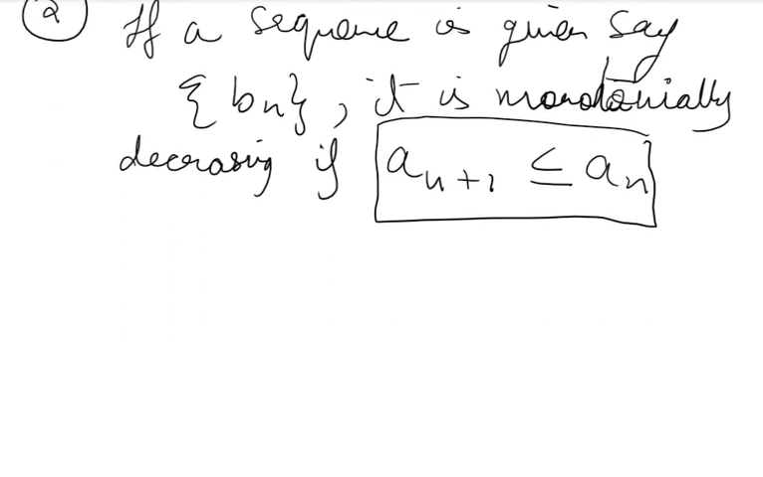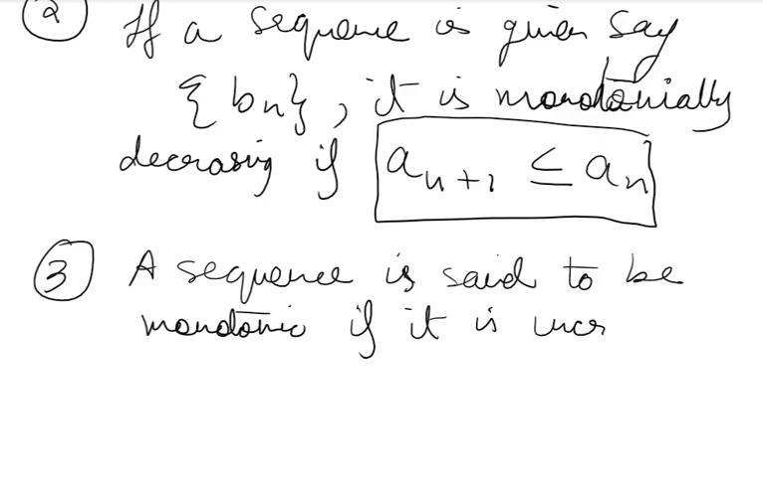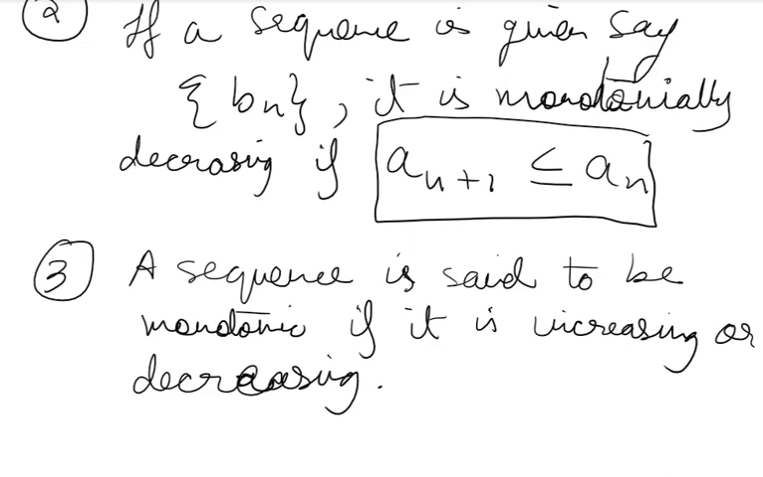Next, the third one says that a sequence is said to be monotonic if it is increasing or decreasing. Alright, so a sequence will be monotonic if it is increasing or decreasing.